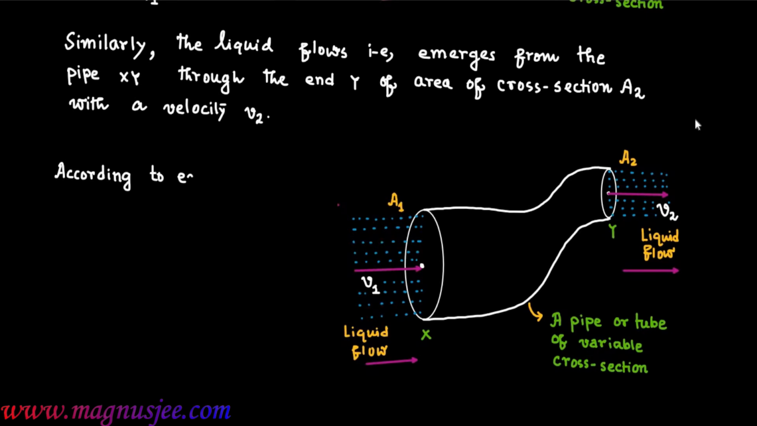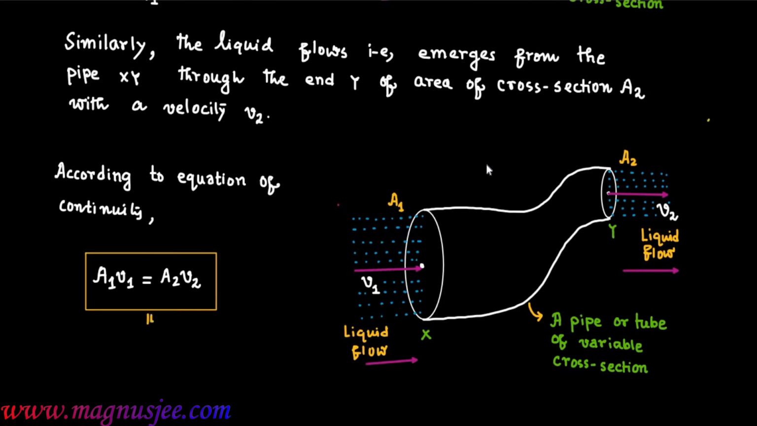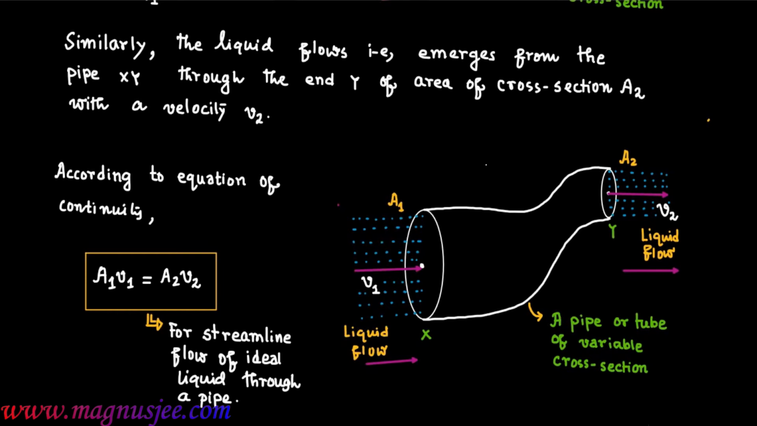According to the equation of continuity, A1 V1 is equal to A2 V2. That means the product of area of cross section and velocity of liquid flow remains constant for the ends X and Y of the pipe of variable cross section. A1 V1 equal A2 V2, which is the equation of continuity. And this is applicable for streamline flow of an ideal liquid through a pipe of variable cross section.